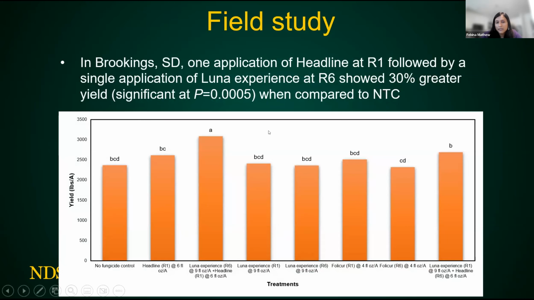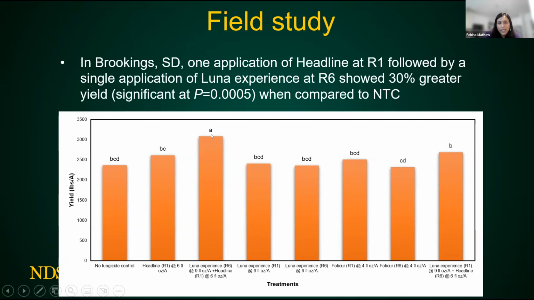I'm only presenting the data from South Dakota. This was in 2022. In Brookings, what we found was one application of Headline at R1, followed by a single application of Luna Experience at R6, gave us a 30% greater yield, which was significant. So we are looking at a yield benefit of 300 pounds. That's essentially what it's saying.